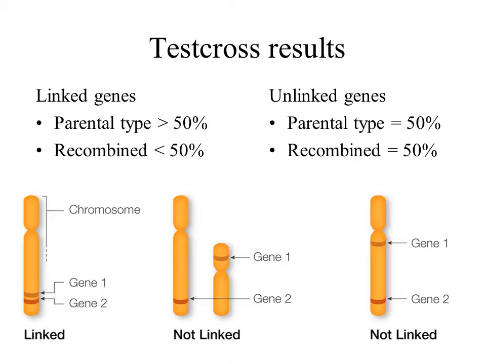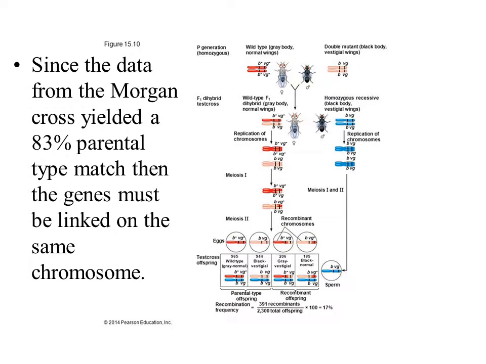Now, if the parental types were exactly 50%, then the genes would be unlinked. So this is our decoder key that we can use to make predictions whenever we look at the results from a test cross. Since the data from the Morgan cross yielded a 83% parental type match, then the genes must be linked on the same chromosome.